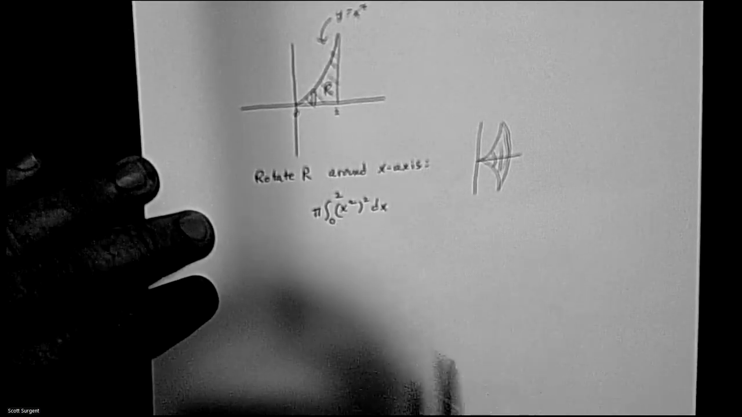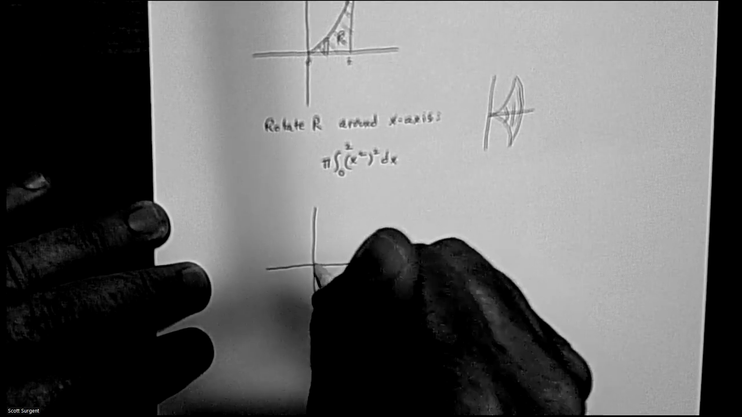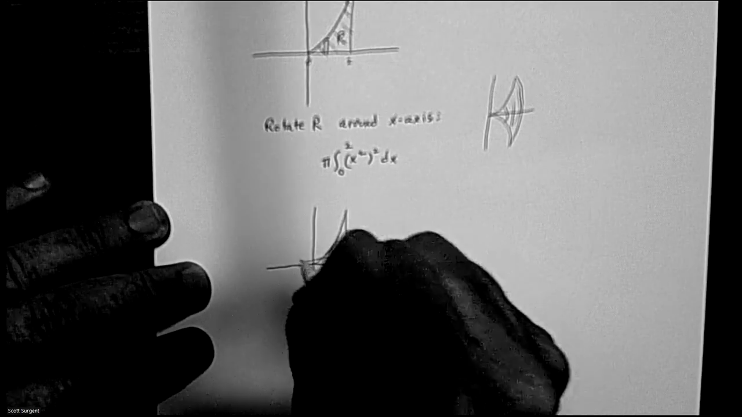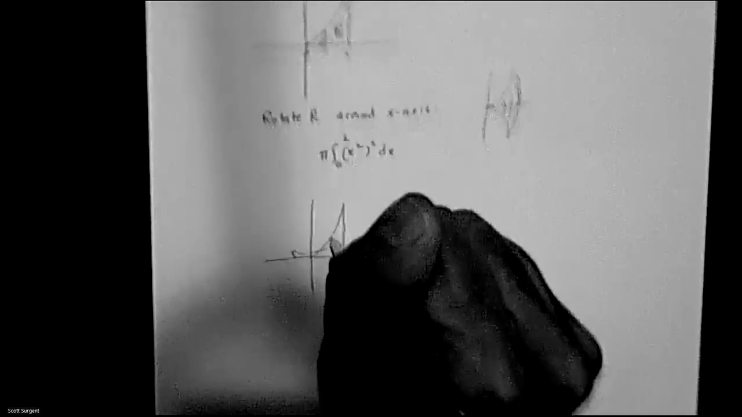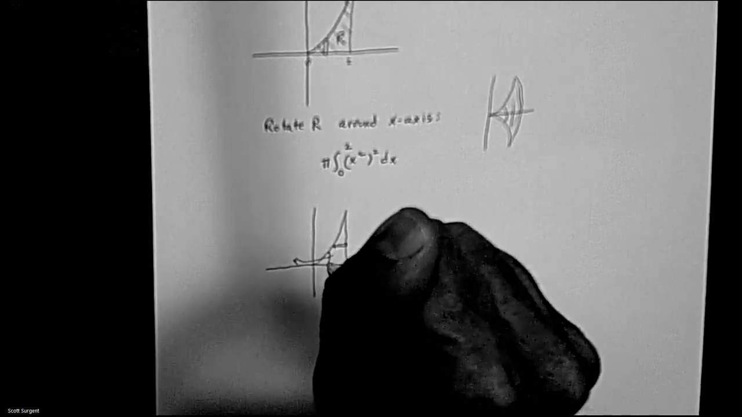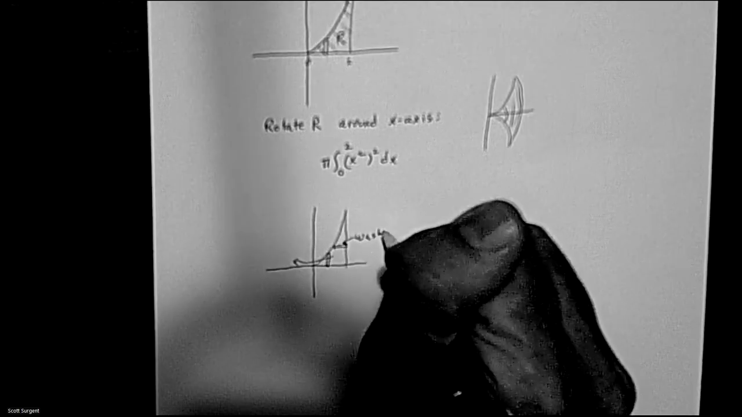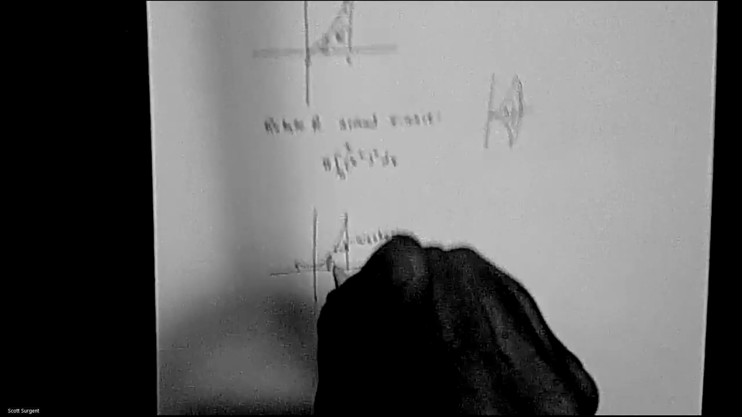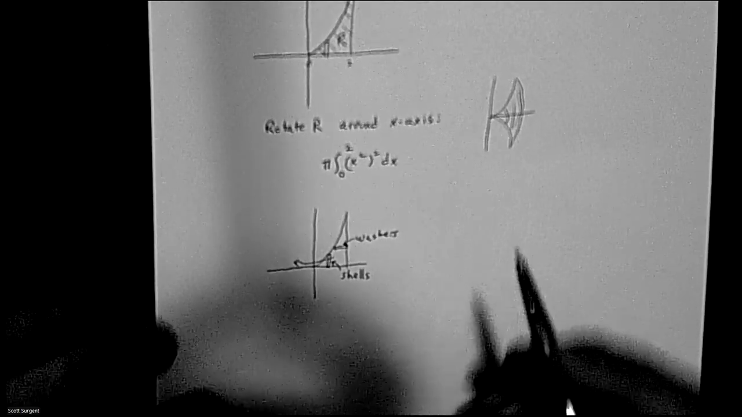Now, let's say I take that same region, but this time I go around the y-axis. So the same region, this time around the y-axis. Well, the question is that I could slice it this way, or I could slice it this way. If I slice it horizontally, I would get washers. And that would work. If I slice it this way, I would get shells. And both work. So it's really just a sense of which one looks easier to work out, I suppose.